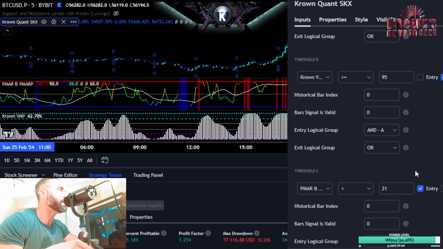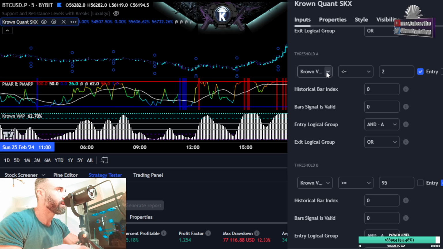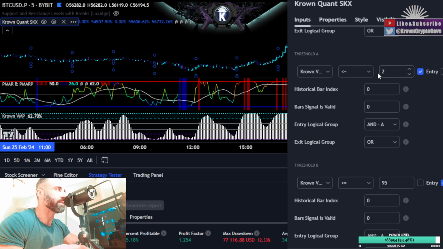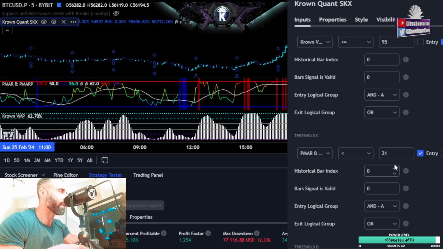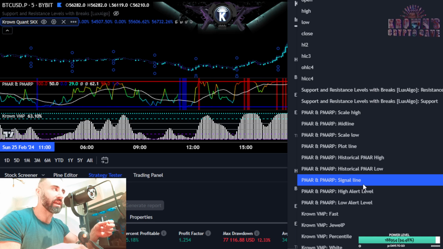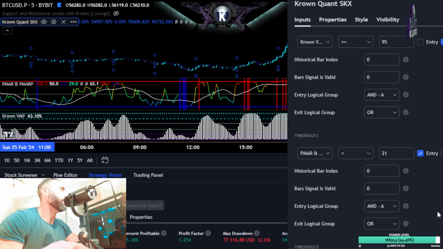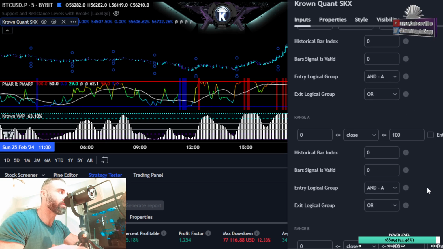And if these two conditions over here are present, we enter. So the first one we already went over, the Krown VMP needs to be below or equal to 2. And then the second one is that the PMARP signal line, so the moving average on the PMARP, must be less than 21. So it's pretty simple in its base format.